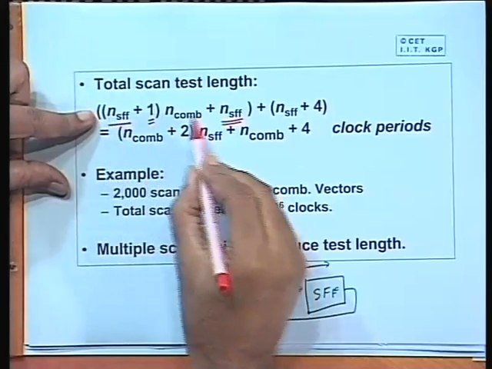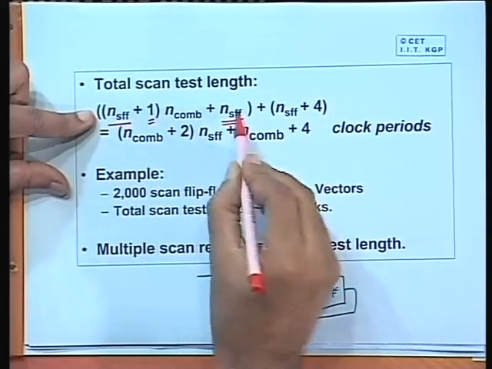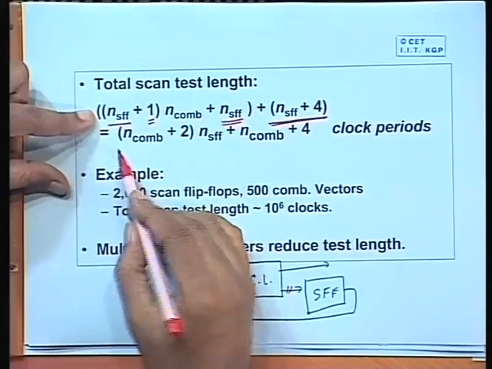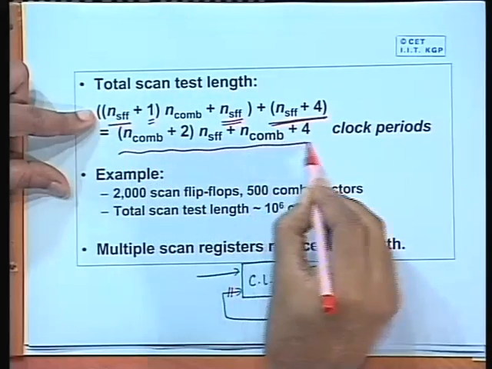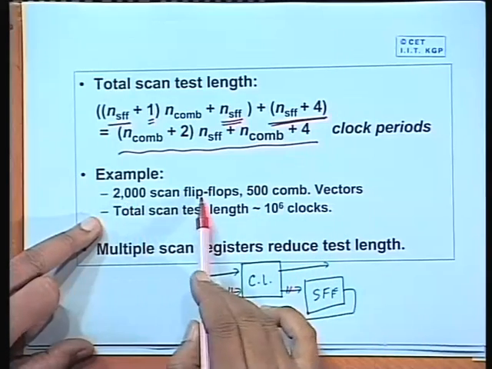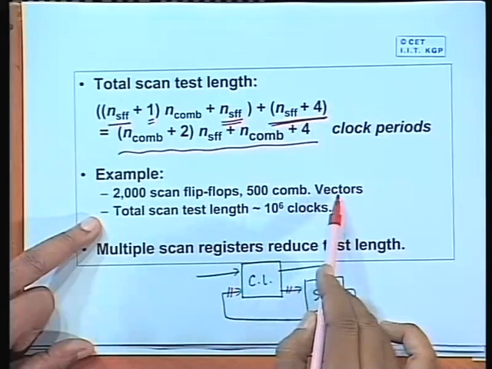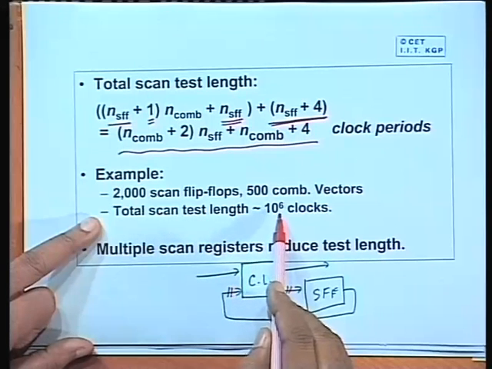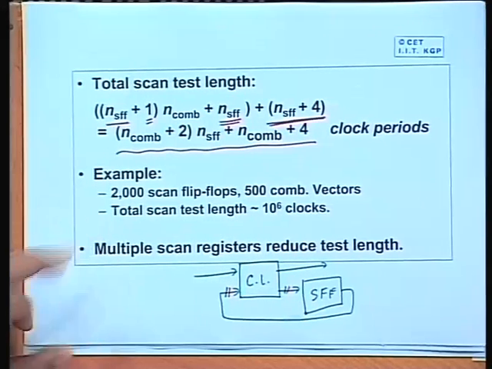So, this is the total number of clock cycles you need to test the combinational logic, and this I have mentioned for the shift register. If you simplify this, it comes to an expression like this. Just as an example, if we have 2000 such flip flops and 500 combinational vectors, then the total scan test length becomes of the order of 10 to the power 6 clocks.